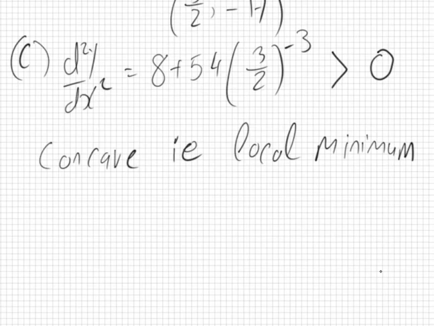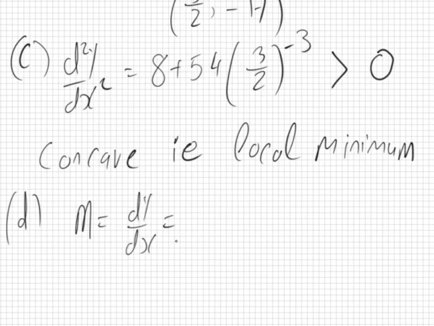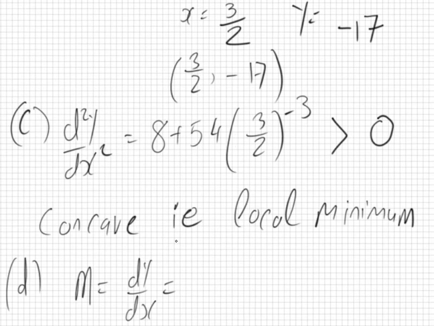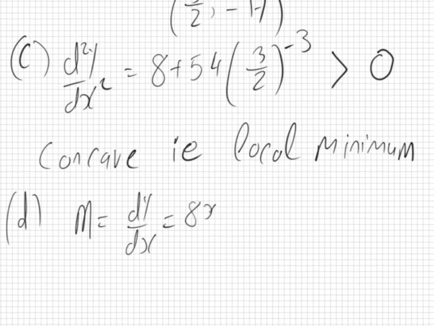Right, last part now, D. So here we want the equation of the normal. So what I do first is I find the slope of the tangent. Yeah, so the slope of the tangent is the derivative. Now we already have the derivative. What is it? It's up the top here: 8x minus 27 x to the minus 2, where x is now 3. Oh, sorry, and x here is 3 over 2.